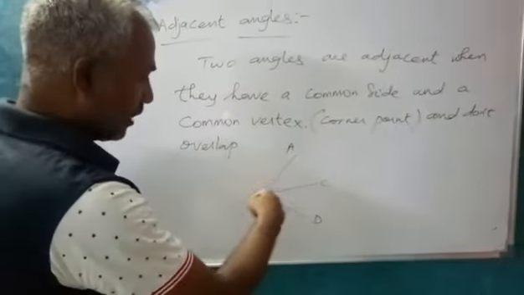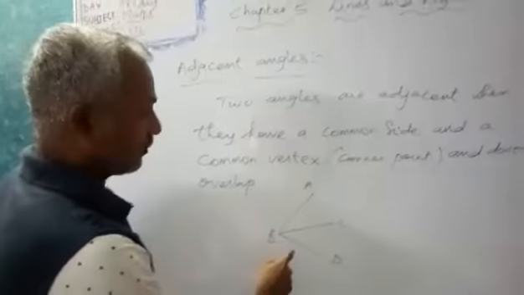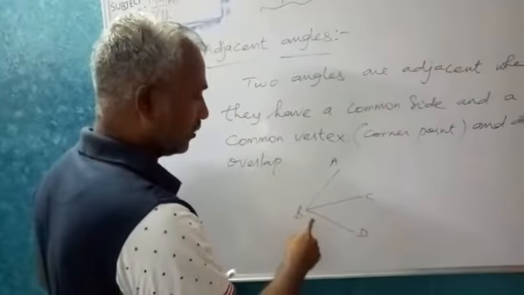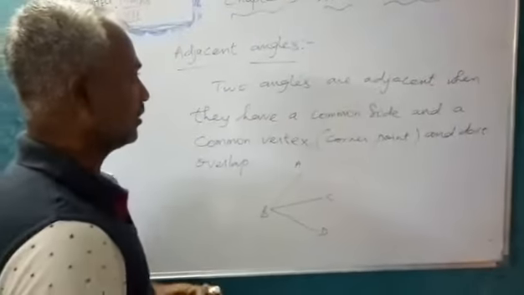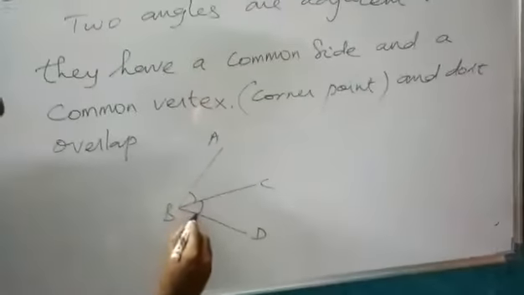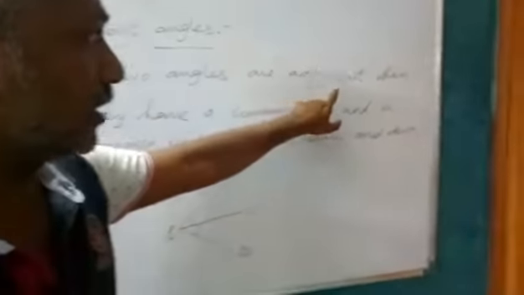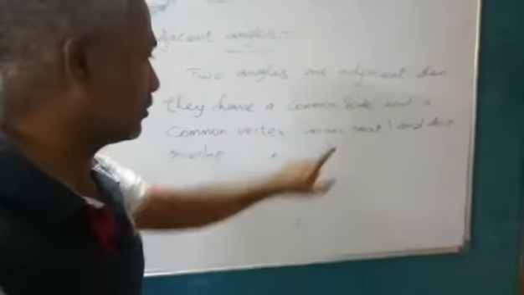AB is one of the sides. BD is another side. BC is another side. Listen here. Two angles: here you are getting one angle, and here you are getting another angle. So two angles are adjacent when they have a common side.